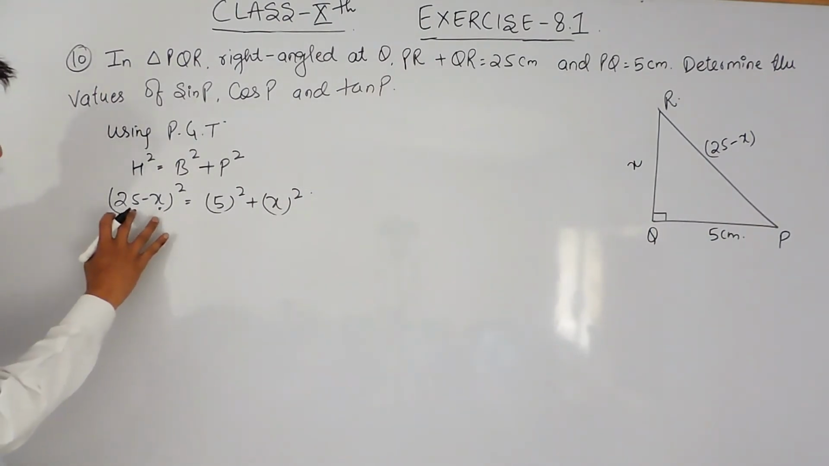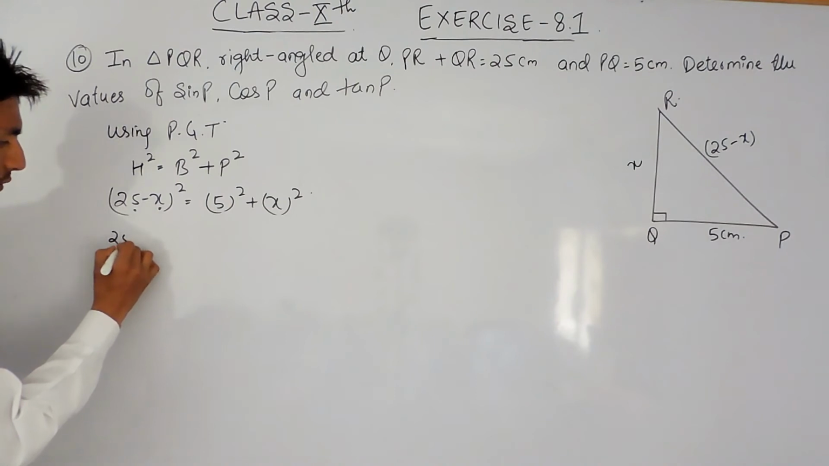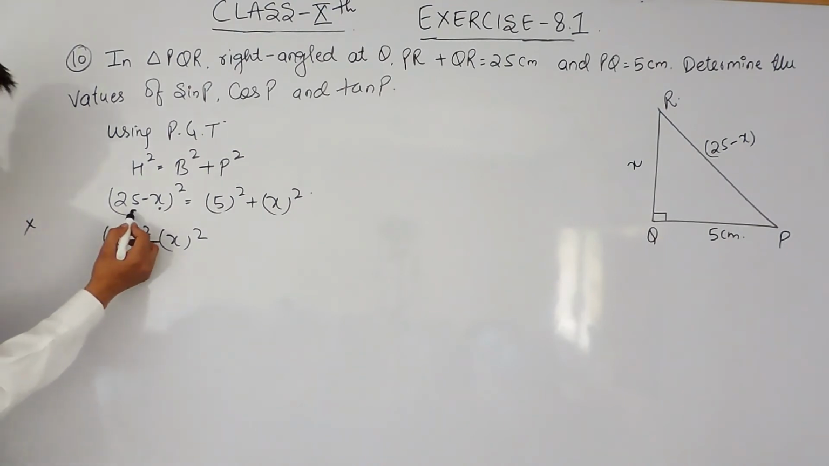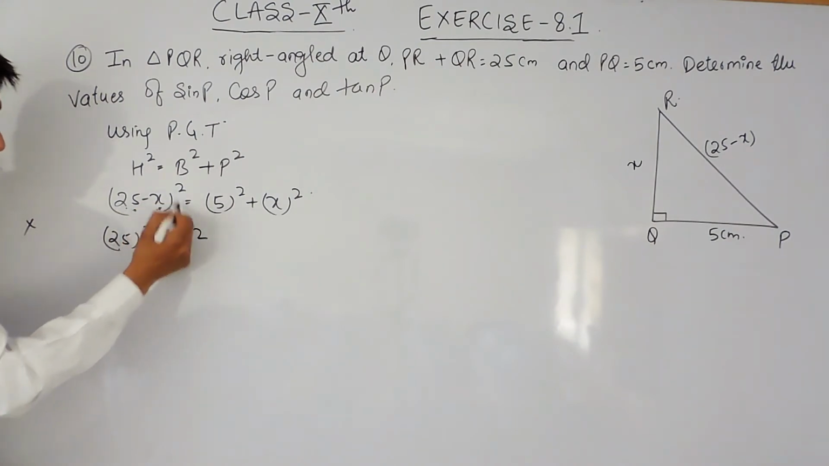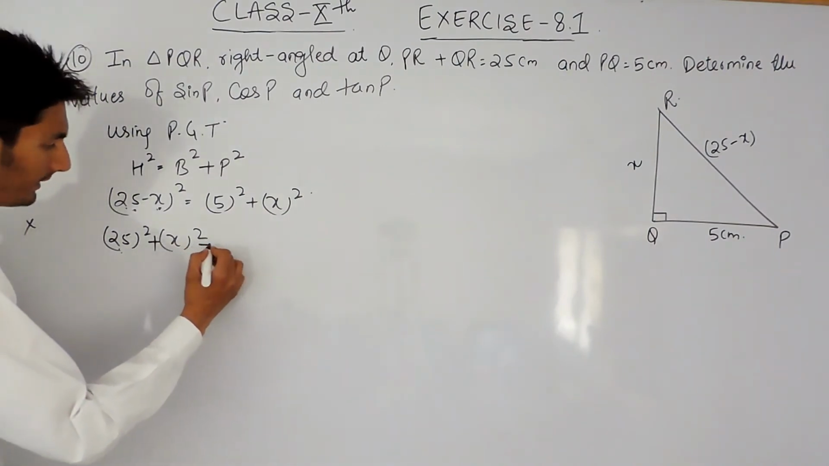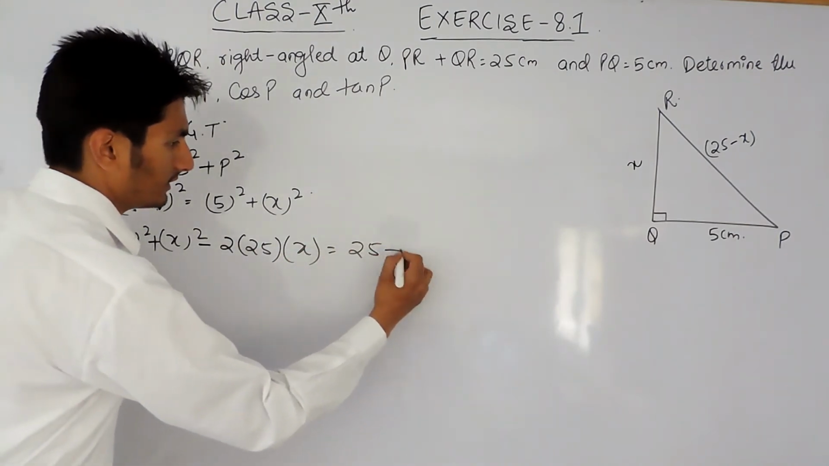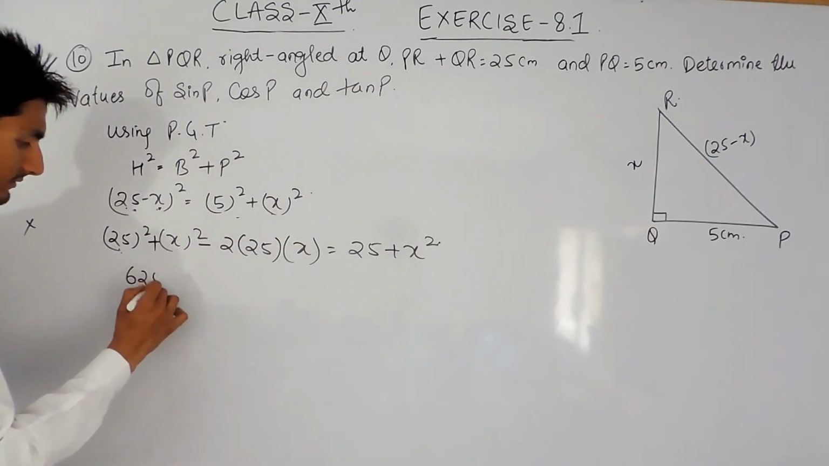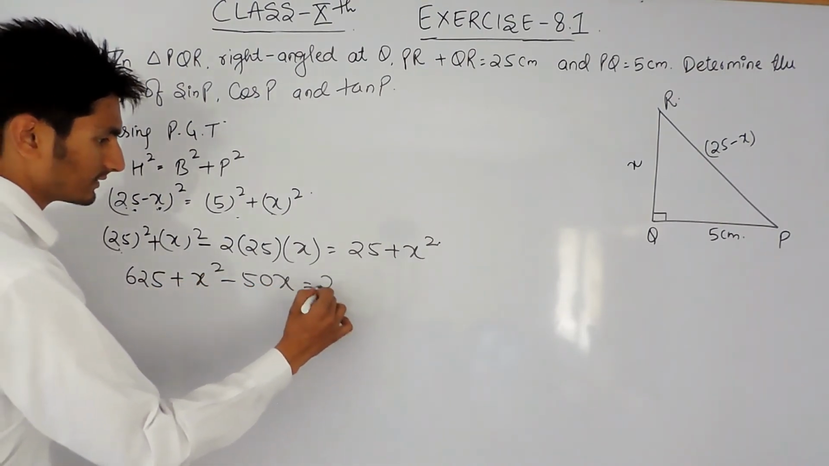One thing is important: when you expand this, use the formula. Only 25 square and x square is a wrong expression. You have to use a minus b whole square to expand this. So a minus b whole square is equal to a square plus b square minus 2 into a into b, and this is 25 and this is x square on the right hand side. So square of 25 is 625, this is x square and this is 50x.